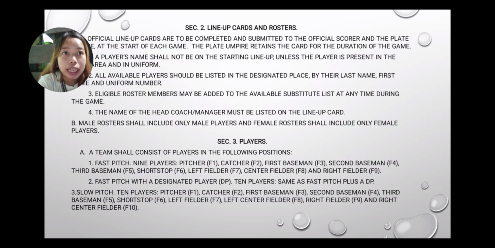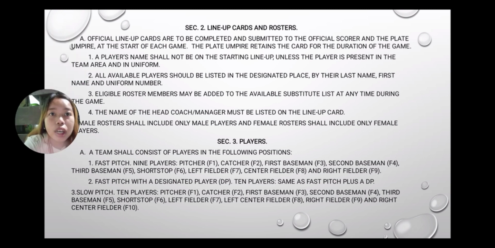Section 2, the lineup cards and the roster. Official lineup cards are to be completed and submitted to the official scorer and the plate umpire at the start of the game. A player's name shall not be on the starting lineup twice. All available players shall be listed in the designated place. Eligible roster members may be added to the available substitute list. The name of the head coach or manager must be listed on the lineup card.